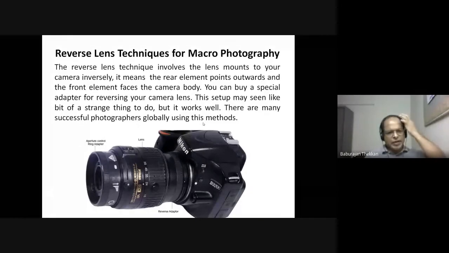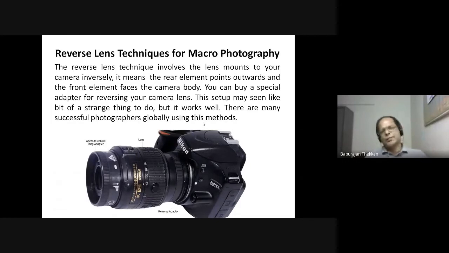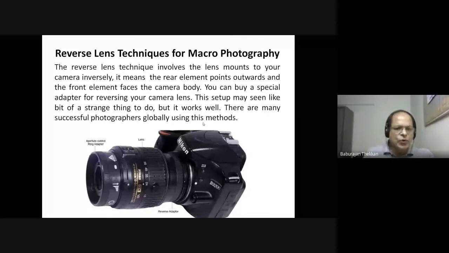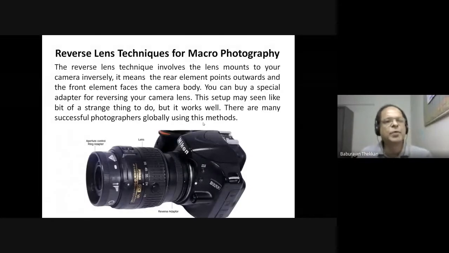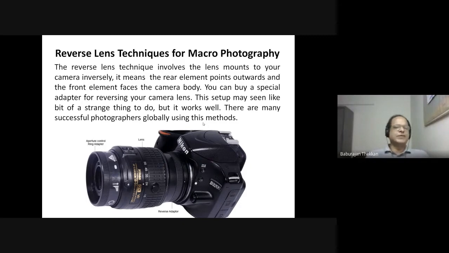This reverse mounting adapter can mount a thread directly to the adapter, and that adapter goes to the camera body, and there is an aperture control ring also. That aperture control ring is there because most of the lenses are E-lenses, all electronic lenses only. For that, manufacturers made a manual control of aperture, which can fit on the rear side of the lens. That rear side comes to the front of the lens, the front of the camera.